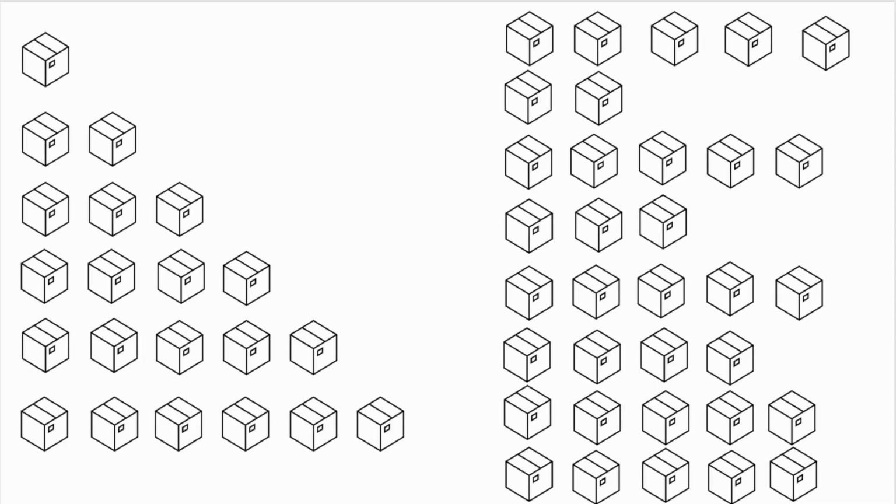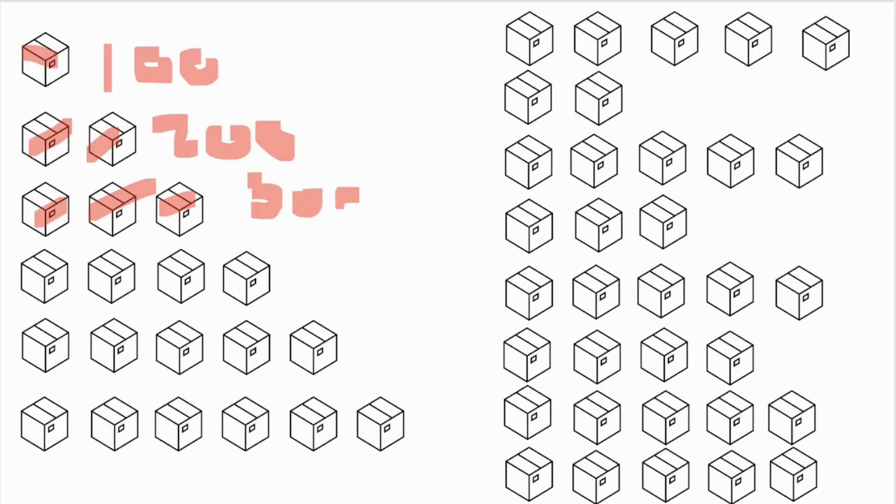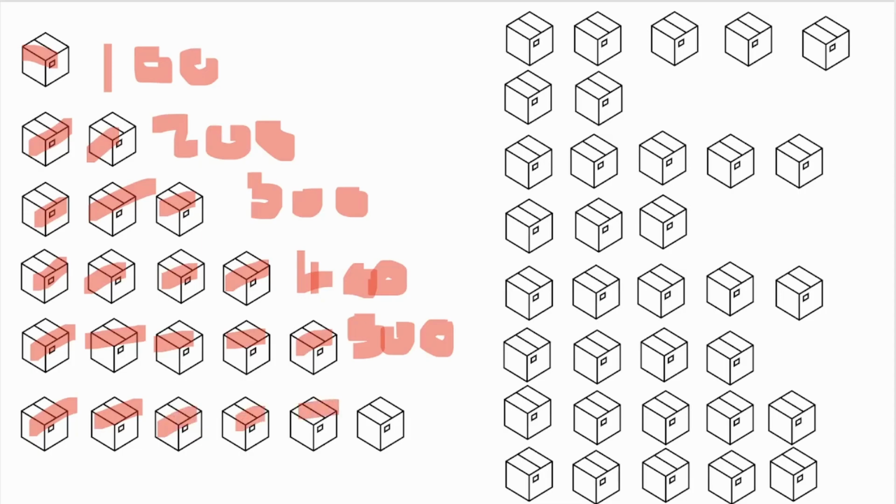So 100 sweets in this box. One box is 100 sweets, and 2 boxes is 200 sweets. Here we have 1, 2, 3 boxes, so 300 sweets. This one we have 1, 2, 3, and 4 boxes, which gives us 400 sweets. The next one we have 1, 2, 3, 4, 5 boxes, so 500 sweets. And we have 1, 2, 3, 4, 5, 6 boxes, so we get 600 sweets.